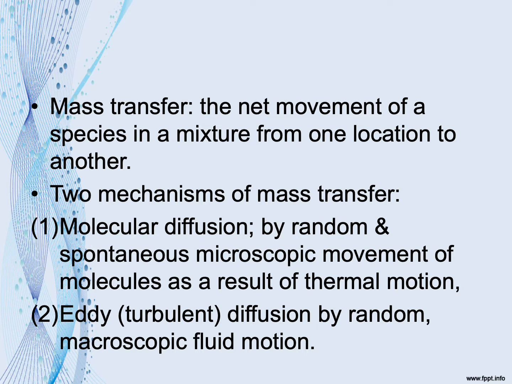Now we talk about mass transfer. What is mass transfer? Mass transfer is the net movement of a species in a mixture from one location to another. There are two mechanisms of mass transfer. The first one is molecular diffusion. If we think of particles, they have a lot of random movement. Molecular diffusion is caused by random and spontaneous microscopic movement of molecules as a result of thermal motion. The second is eddy diffusion, caused by random macroscopic fluid motion.